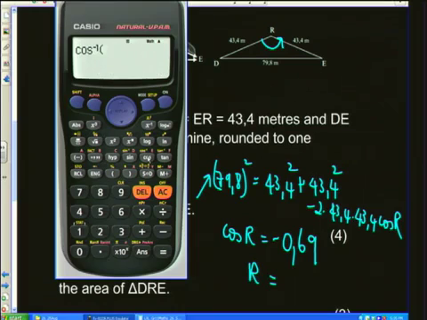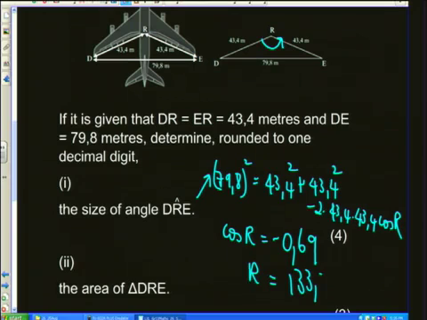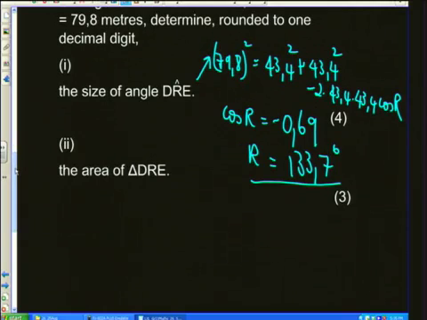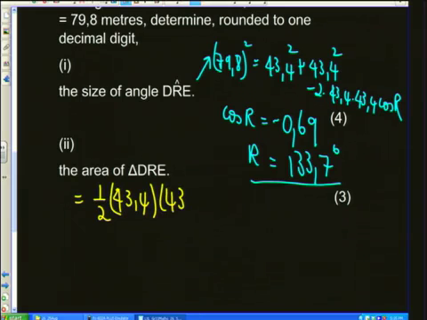So magic button for the angle equals 133,7. So there is that angle that's sitting there between the two wings. And then what is the area of DRE? What is that area there? What rule involves area? It would be half of side angle side. So it would be 43,4 side, side, and then the included angle is the sine of the angle we've just found, which is 133,7.